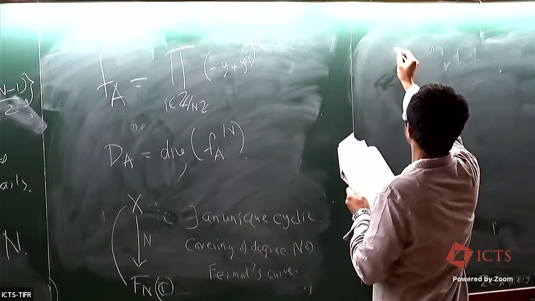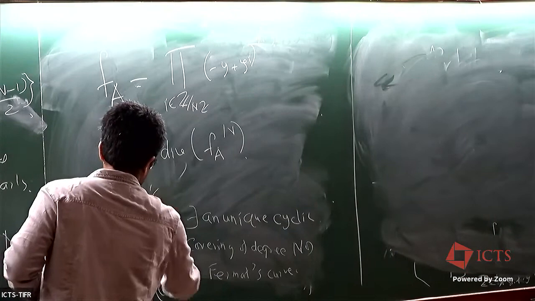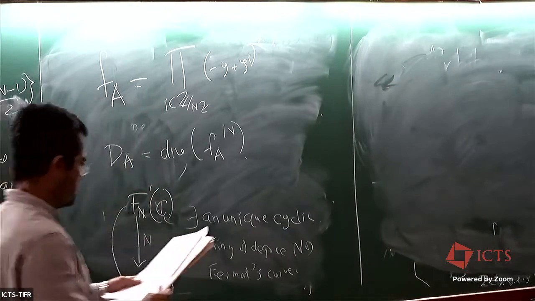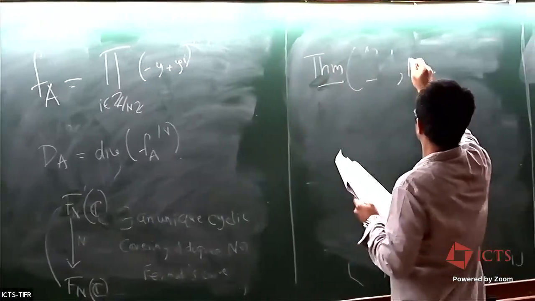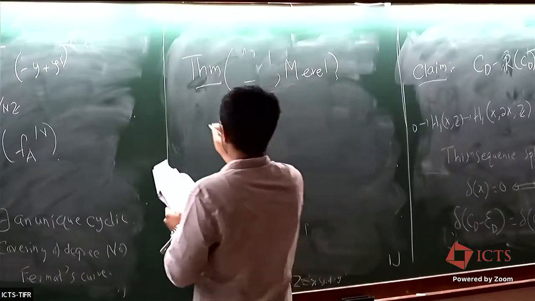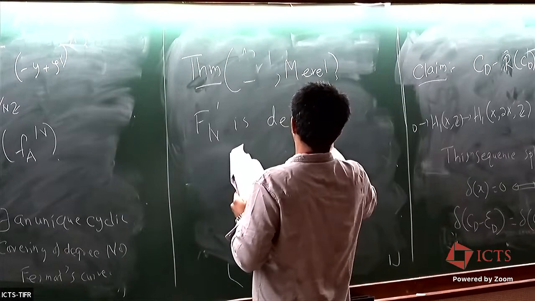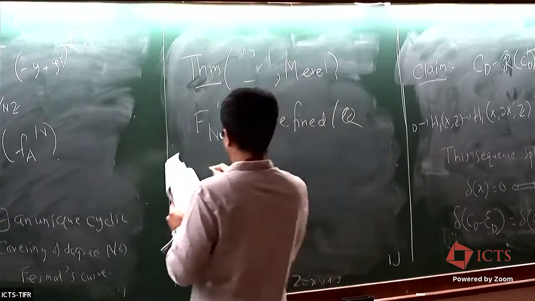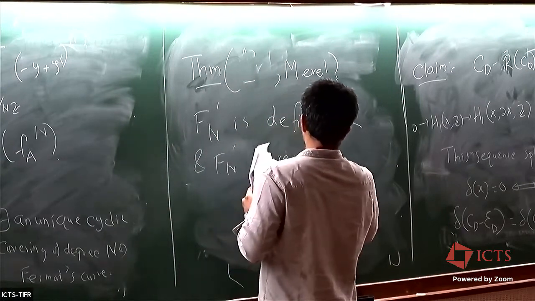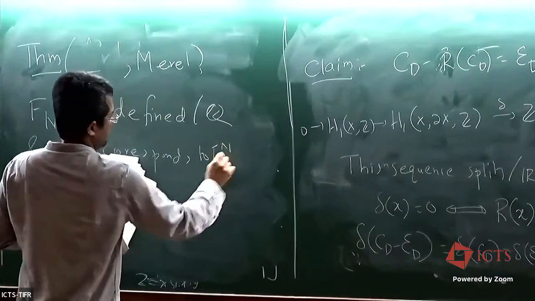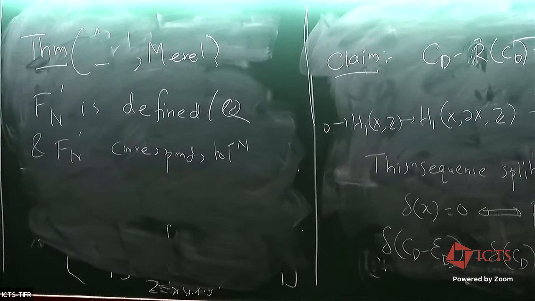Okay, so I should rather call it Fn prime of C. Okay, so this theorem: Fn prime is defined over Q, and Fn prime corresponds to gamma n.